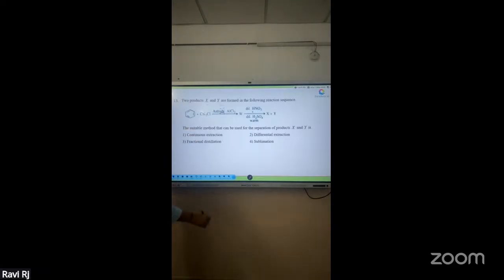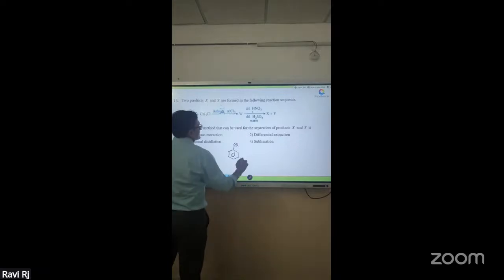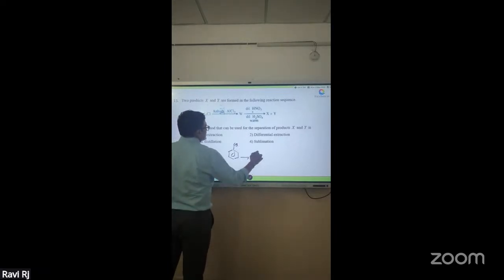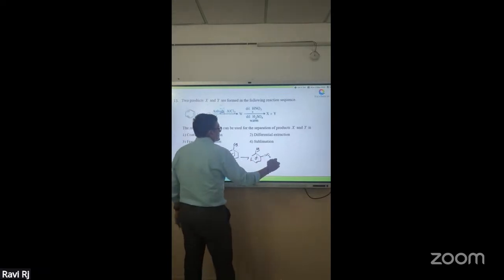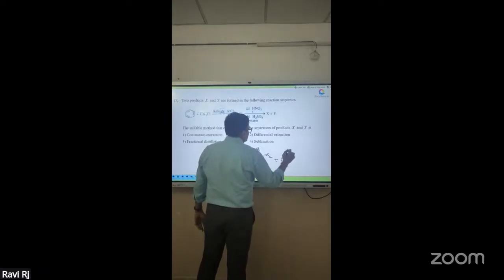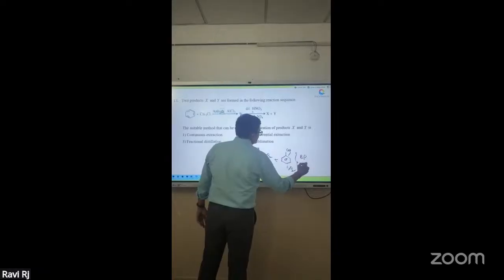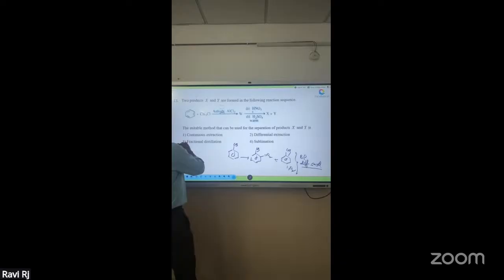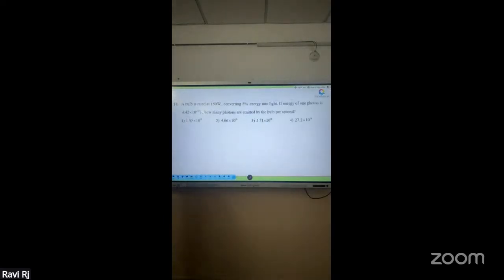Now, coming on to this, the first product is methyl benzene, and when you are treating this with nitration mixture, you will be getting the ortho and para products. And you know that the boiling point difference between them is very small.